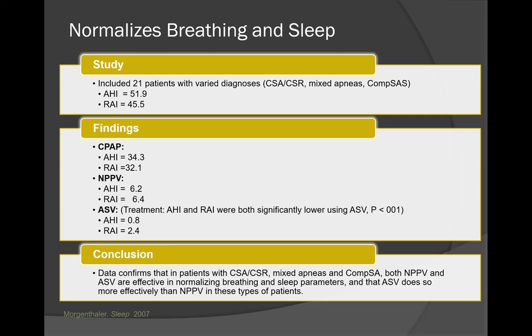However, on ASV, it went even further. It's like 0.8. So a pretty drastic reduction in AHI, especially with the central index. So the data confirms that in patients with CSA/CSR, mixed apneas, and complex sleep apnea, both NPPV and ASV are effective in normalizing breathing and sleep parameters, okay? But ASV does it more effectively in these types of patients.